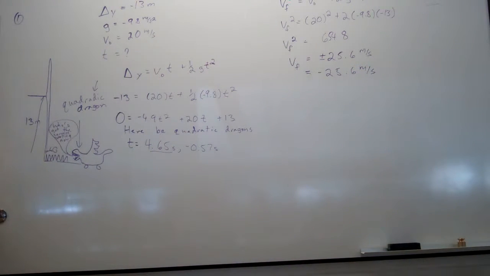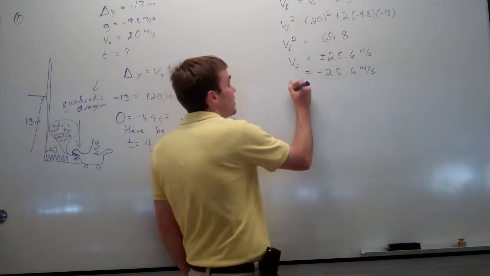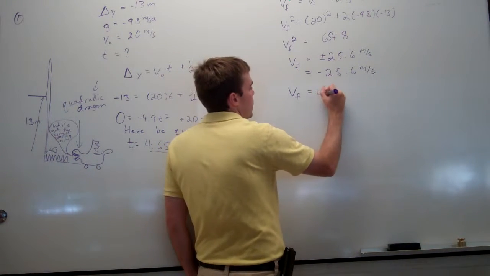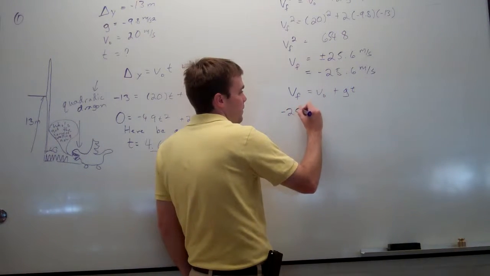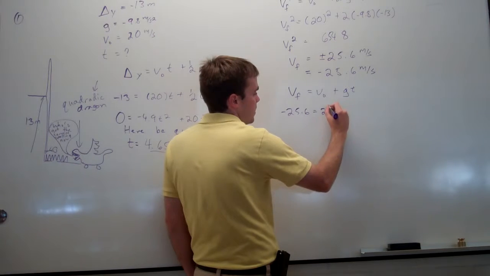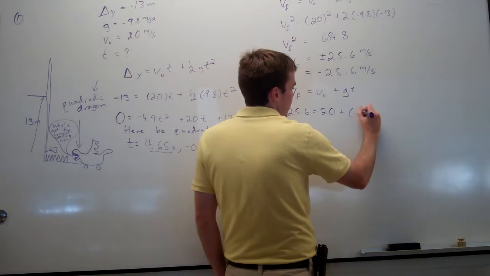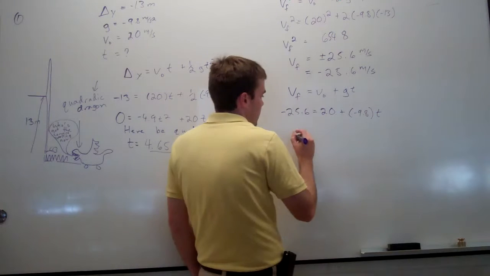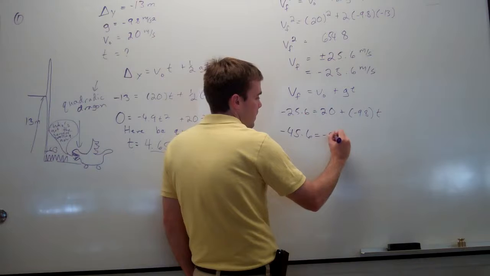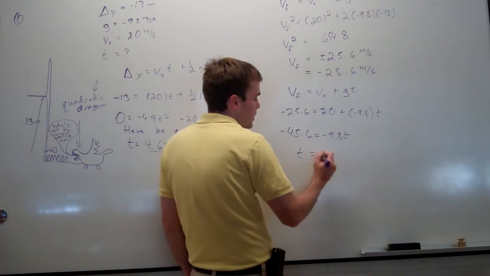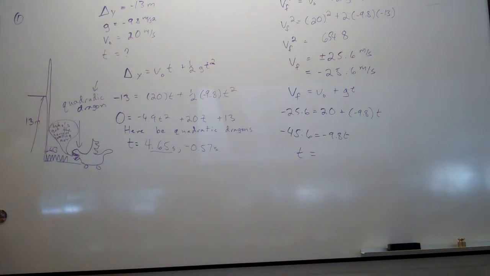Alright, so that's our final velocity. Now we can just use one of the other equations to find our time, because we have final velocity. We're going to just use Vf equals Vo plus GT. So we get negative 25.6 equals 20 plus negative 9.8 times t, and we get negative 45.6 equals negative 9.8 t, and what does t equal? About 4.6 or so, 4.7, yeah.